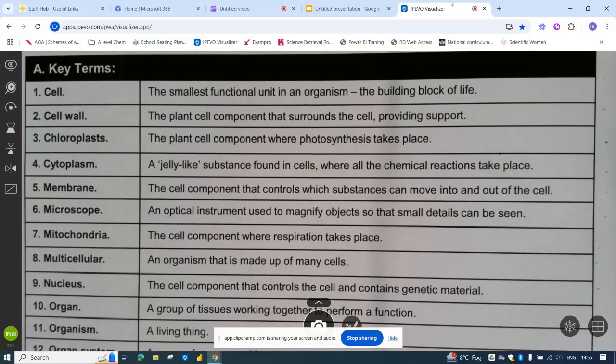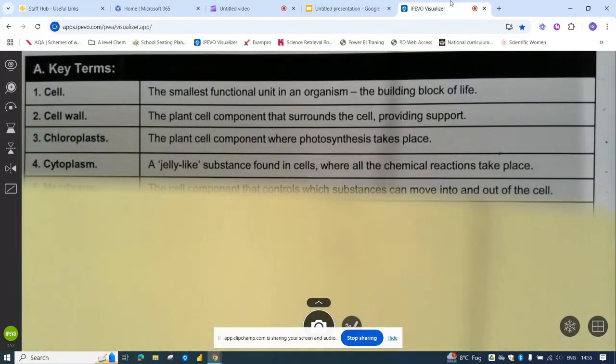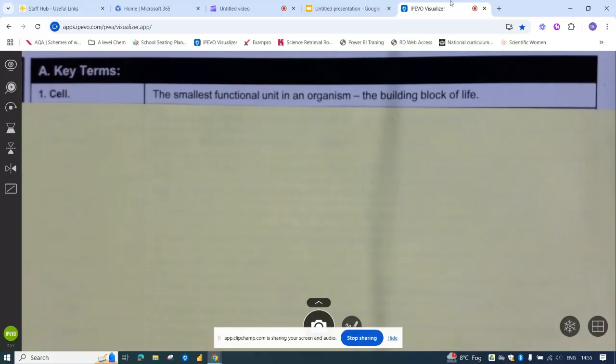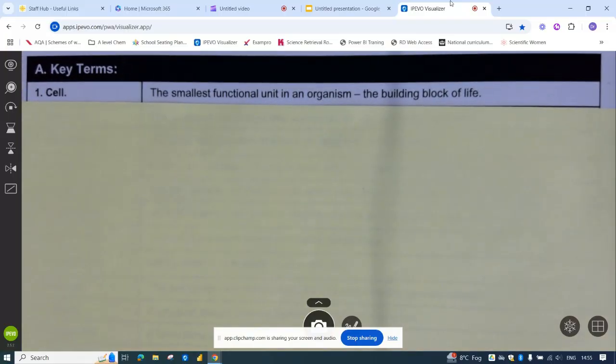So the idea with look, cover, say, write, check is that the first thing we do is take a look at the information. If we take a look at the first keyword, a cell, I am going to cover everything else. We can see here that the keyword cell is the smallest functional unit in an organism, the building block of life.